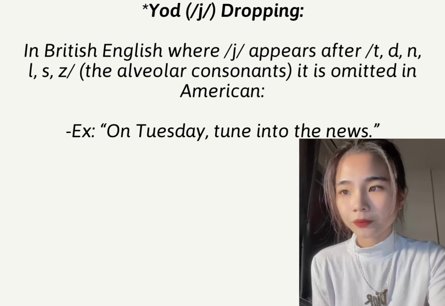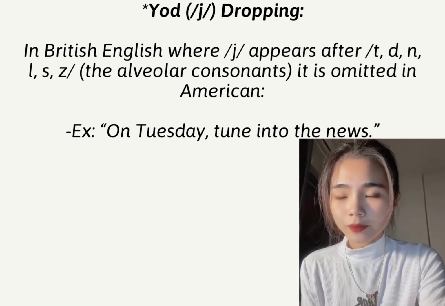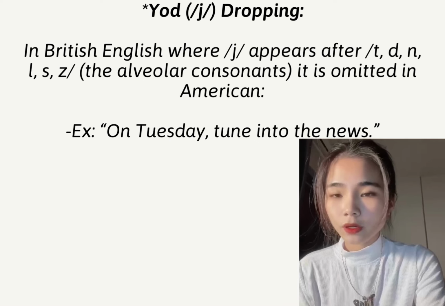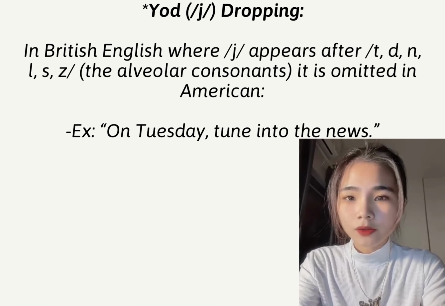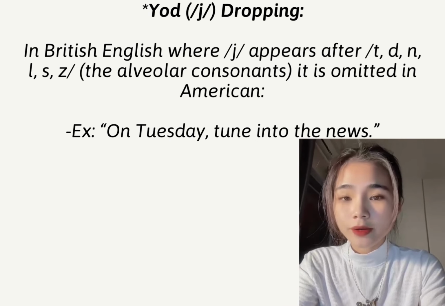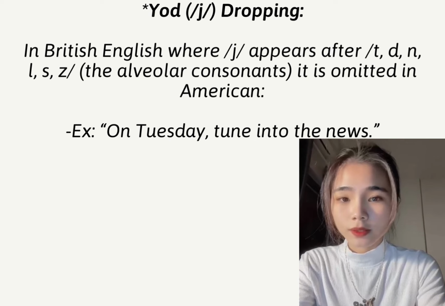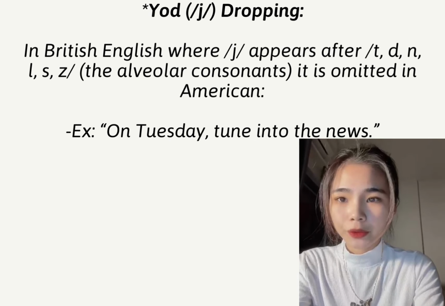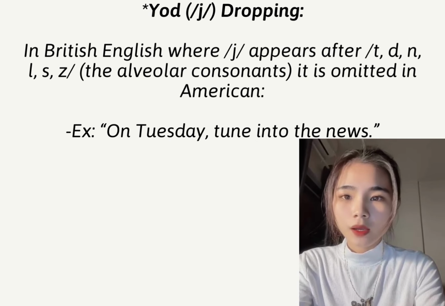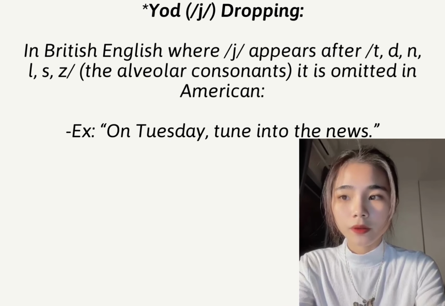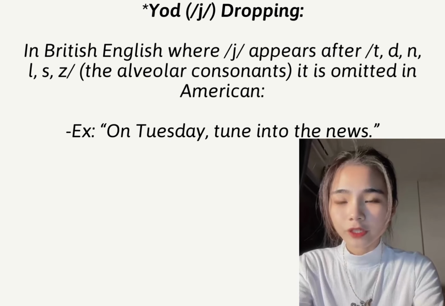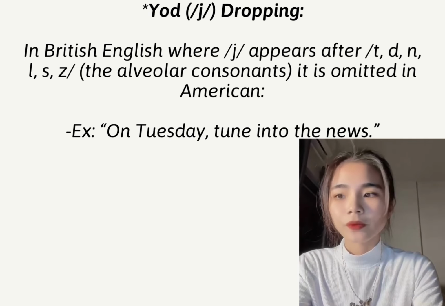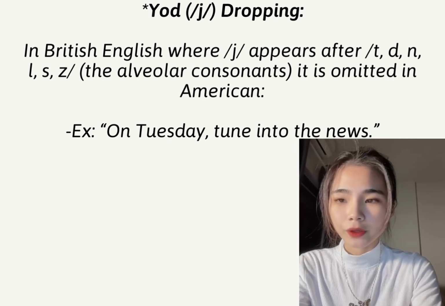Sound dropping. In British English, the Y sound appears after T, D, N, L, S, and in American it is omitted. T: tune, tin. D: duty, dirty. N: new, need. L: lewd. S: suit. This is often referred to as yod dropping. Example: on Tuesday, turn into the news. On Tuesday, turn into Newsday.